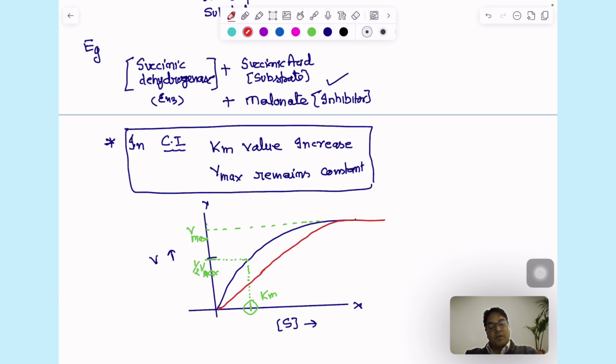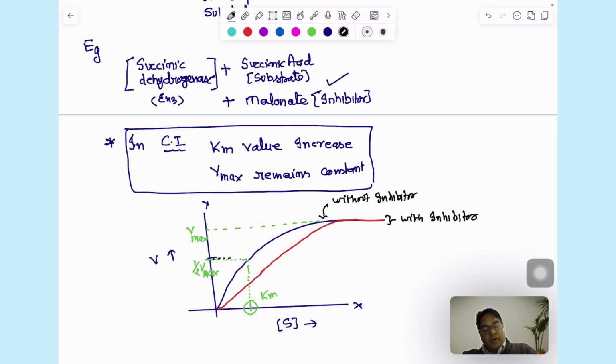This is the case with inhibitor, red one. So blue one without inhibitor and red one with inhibitor. So this is the plot with inhibitor, and it is without inhibitor. So here we see the Km value without inhibitor and with inhibitor, it is like this.